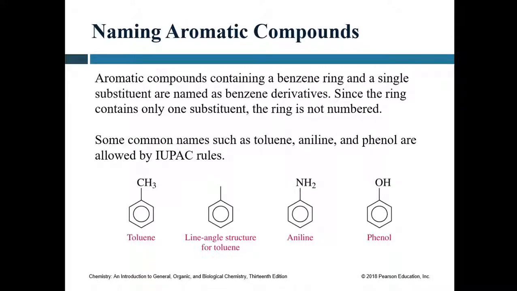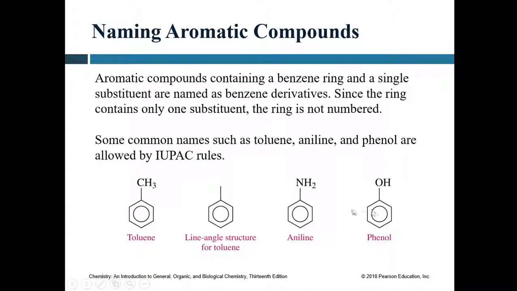All right, naming aromatic compounds. So, aromatic compounds that contain a benzene ring and a single substituent are named as benzene derivatives, and they quite often have their own special common names, so you need to know them. So here's benzene with a methyl group. We're not going to call it methylbenzene because this has its own special name, which is toluene. So when you see this on an exam, if you write methylbenzene, you are going to be counted wrong. It is toluene.